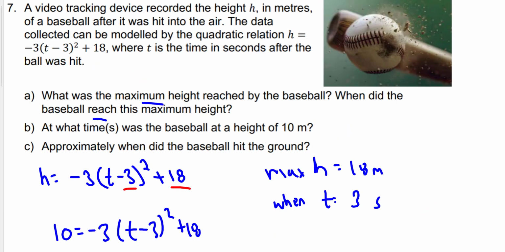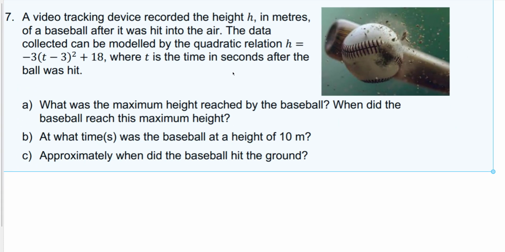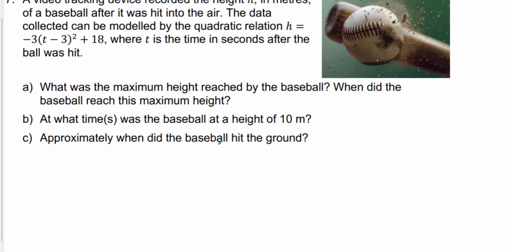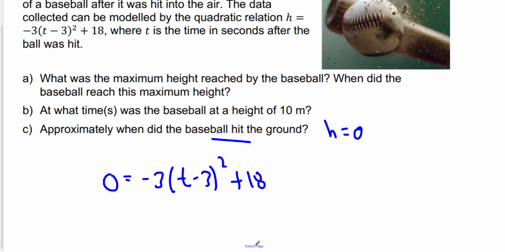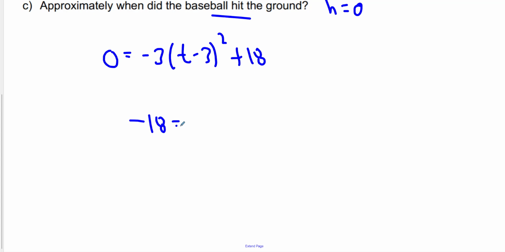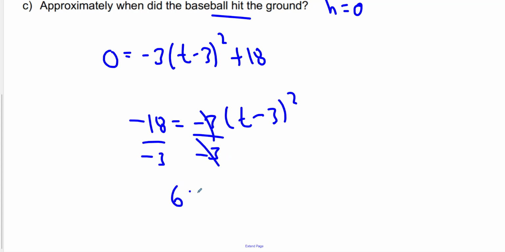So C, approximately when did the baseball hit the ground? So I'm just gonna copy this, because we're getting too much writing on one page. So we know that when the baseball hits the ground, the height is going to be 0, right? So you're just going to do 0 is equal to negative 3 times t minus 3 squared plus 18. So how do we solve this? Easy. Bring the 18 over, so it's negative 18 equal to negative 3 times t minus 3 squared. Divide both sides by negative 3. That's going to be 6. 6 is equal to t minus 3 squared.